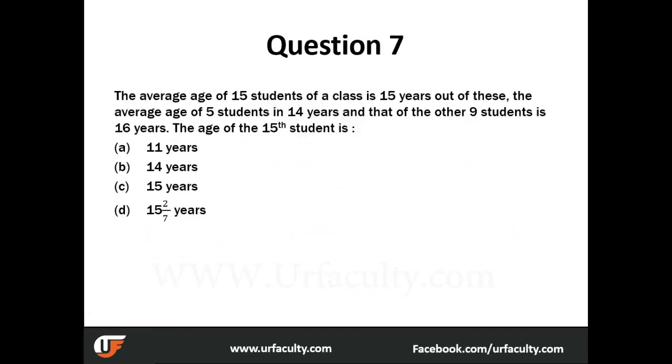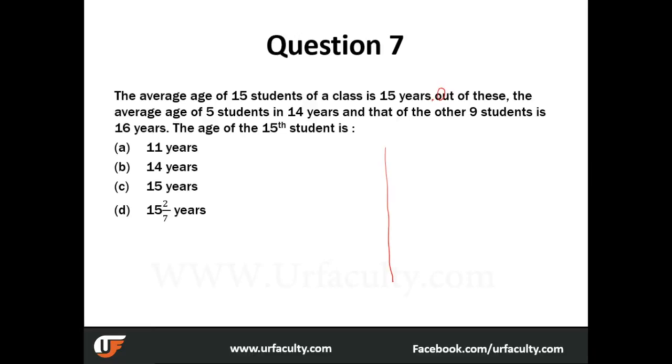The average age of 15 students of a class is 15 years. Out of these, the average age of 5 students is 14 years and that of 9 students is 16 years. The age of the 15th student is what? Okay. So here I will apply both the techniques. You can take up whichever you are comfortable with.